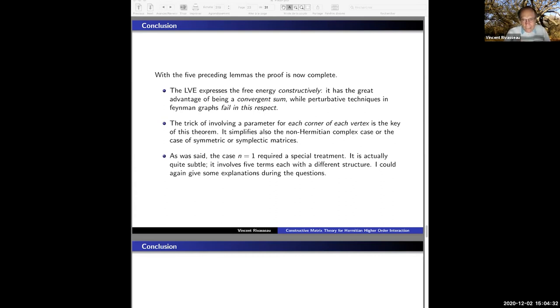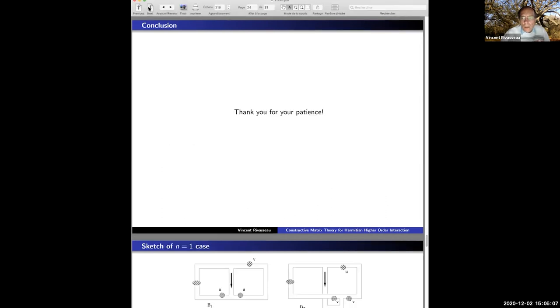As was said, the case n equals 1 requires a special treatment. It is actually quite subtle. It involves 5 terms, each with a different structure. I could give again some explanation during the question time. Thank you for your patience.